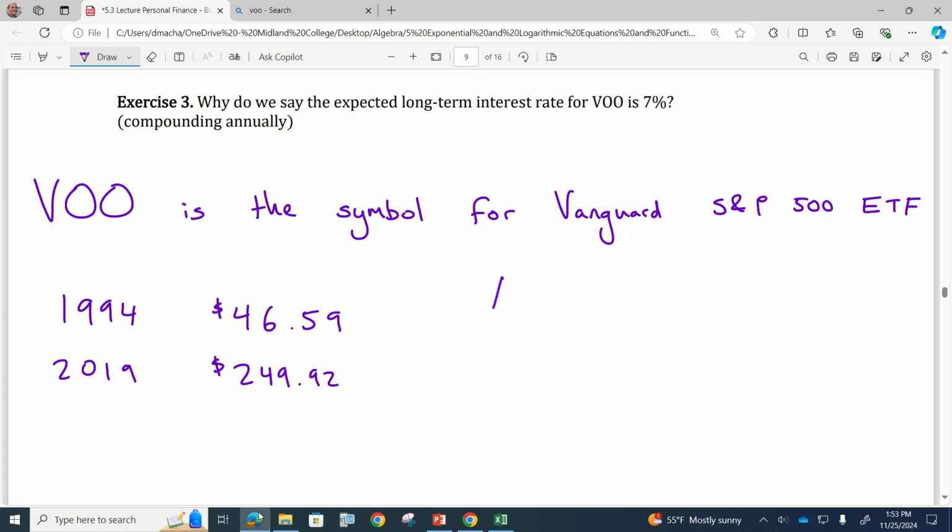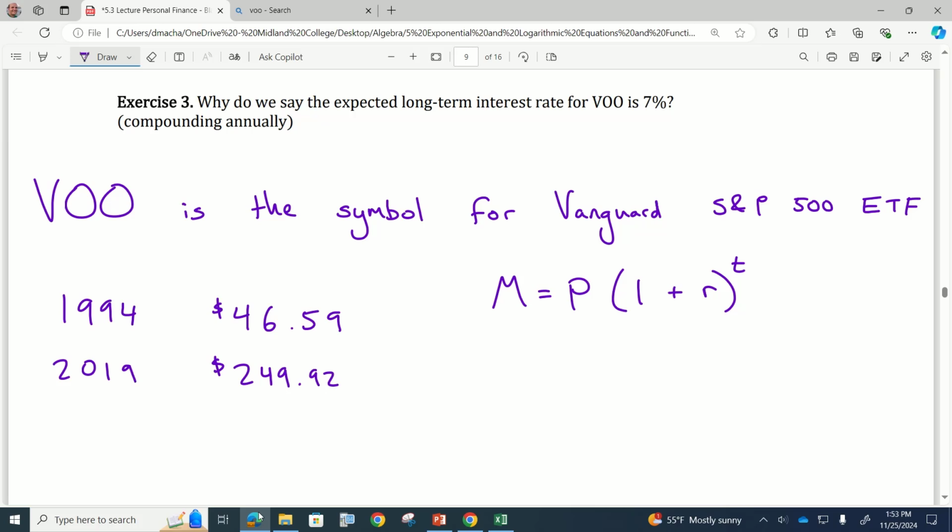Now, let's pretend that this calculation is going to be compounded annually. I could say continuously or daily or whatever, but it just makes a tiny, tiny little difference in the interest rate. It's not anything practical. And so if we're compounding annually, I can write down this formula because n is equal to 1.